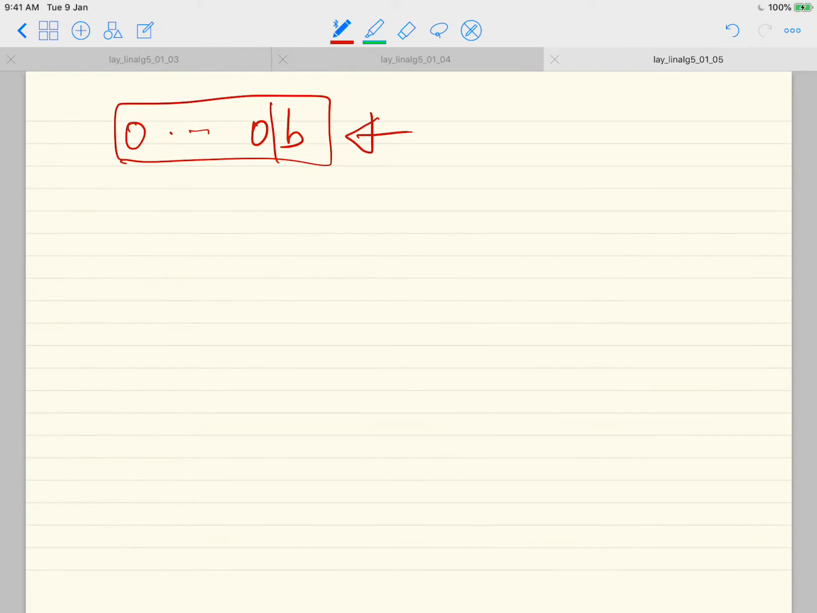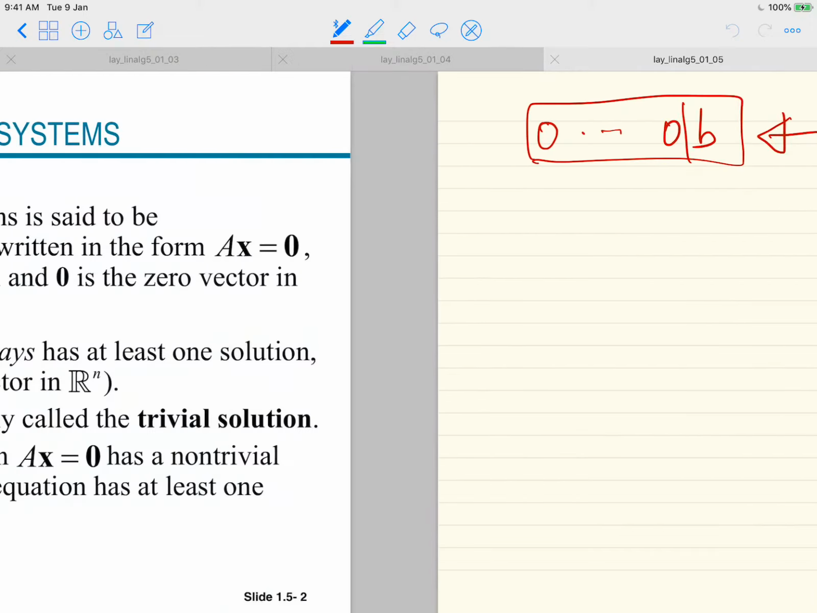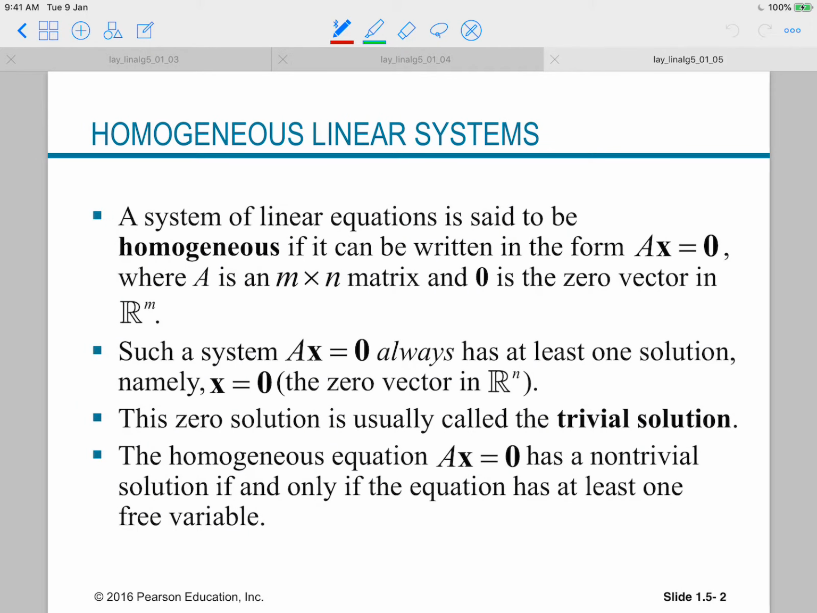And then if we have infinitely many solutions, that corresponds to the situation where we have at least one free variable, right? So if we have no free variable, it means all the variables are basic variables, and thus in that case we have a unique solution. And if we can find at least one free variable, then we have infinitely many solutions. Right.